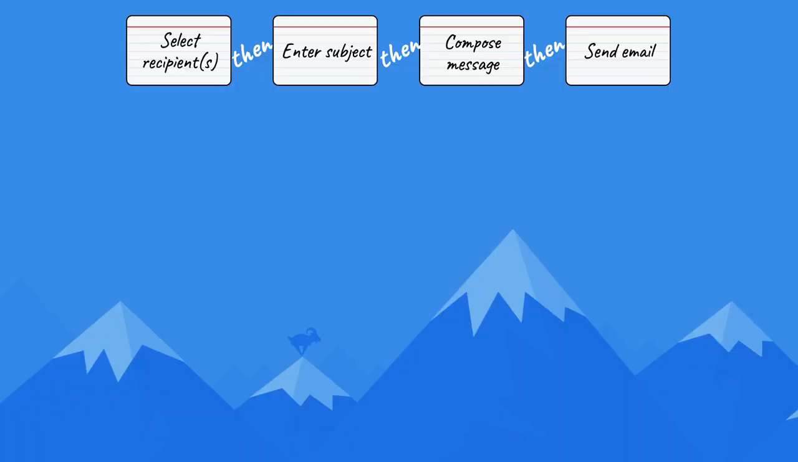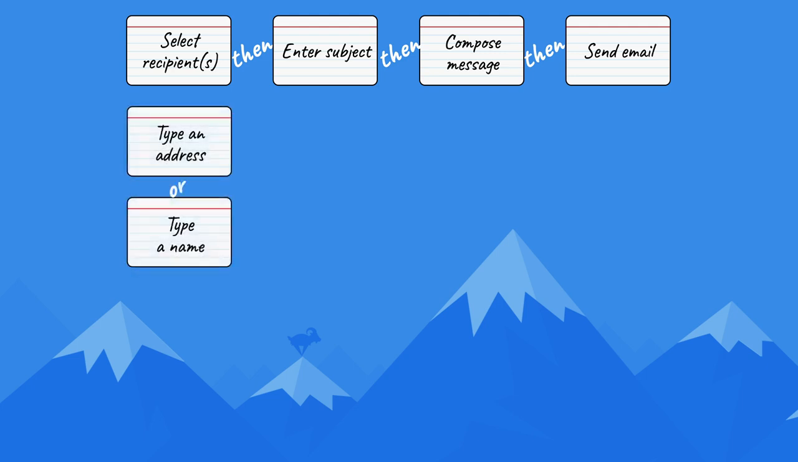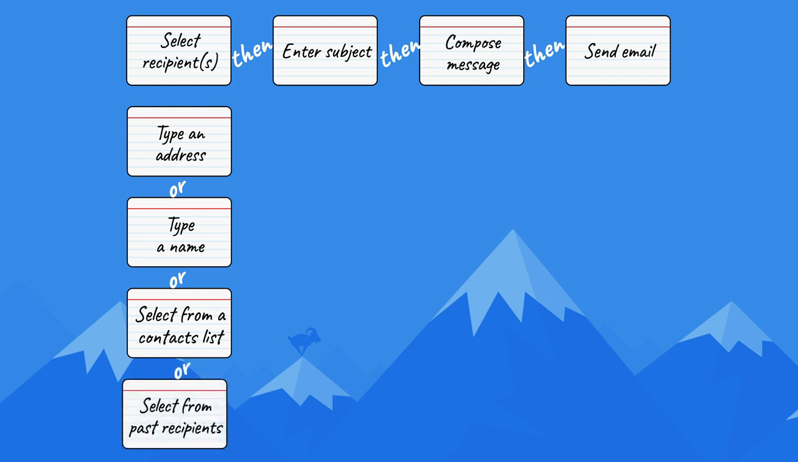But I said story maps are 2-dimensional. So let's look at the second dimension, which is going to be down. The vertical dimension on a story map shows alternatives. Sticking with the simple email example, there are actually a few ways to select the recipients of an email. A user can type in an email address, or type a recipient's name, or select a name from a contacts list, or select a name from past recipients. As you can see, we read down a map by mentally inserting the word "or" between cards.